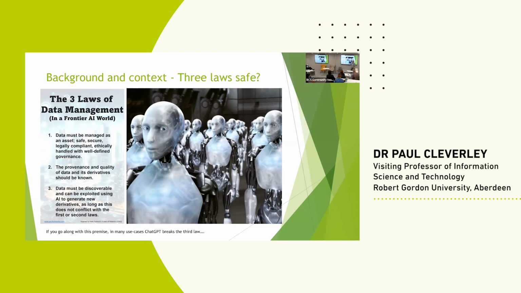So the first law: data must be managed as an asset, secure, legally and ethically compliant. The second law: the provenance and quality of data should always be known. And the third law: data must be discoverable and can be exploited by AI to generate new derivatives as long as these don't conflict with the first or second law.